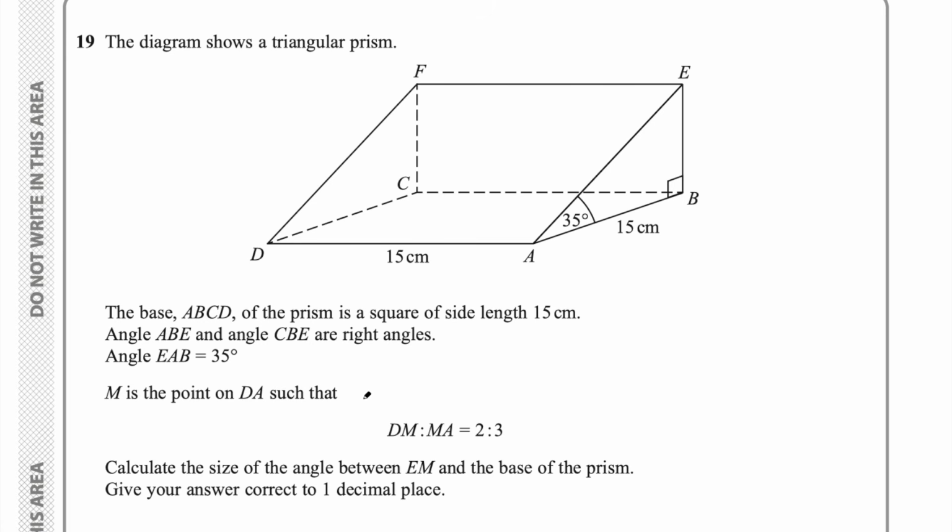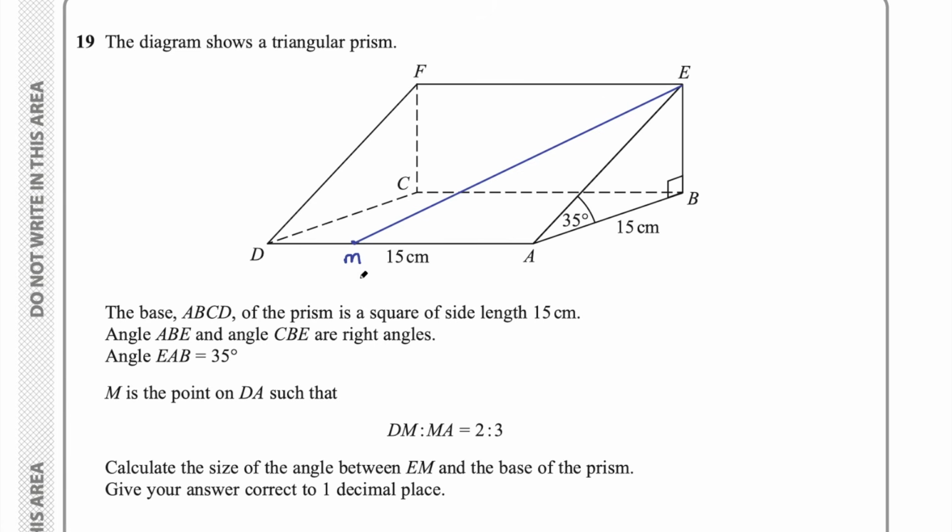So M is a point on DA such that DM to MA is 2 to 3. So M will be somewhere about here, so that this is 3 parts of that line and this is 2 parts. And we need the angle between EM and the base. So we need to draw in EM. So E is up here. So that's EM. And we need the angle between that line and the base of this prism.